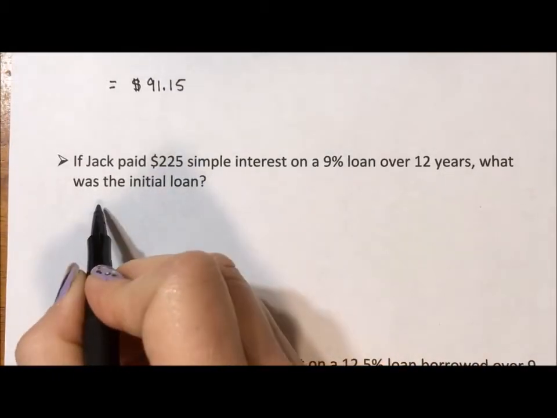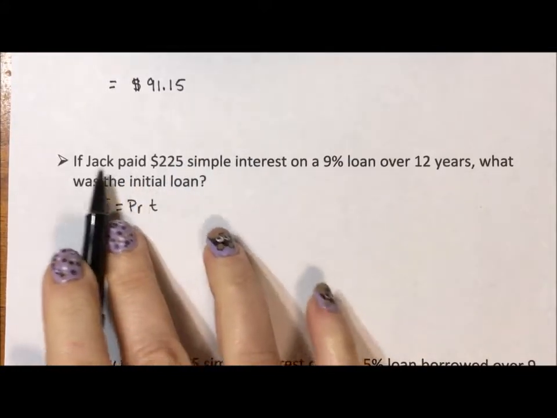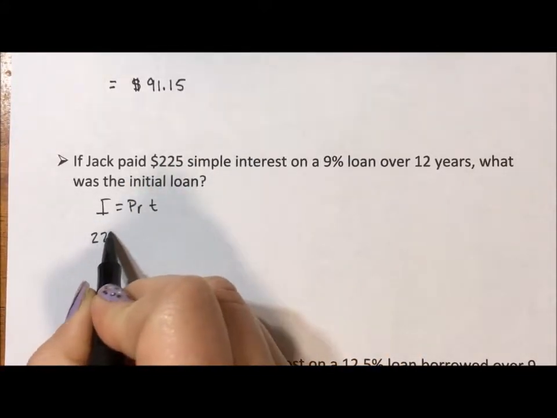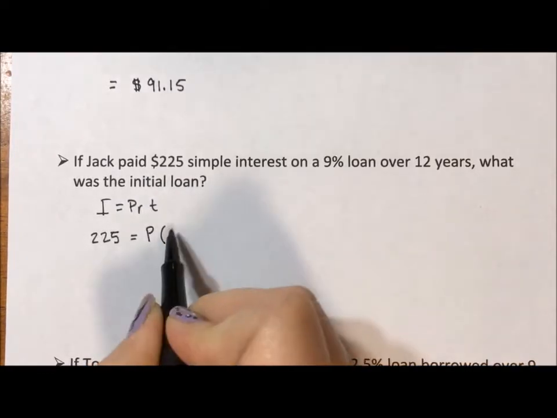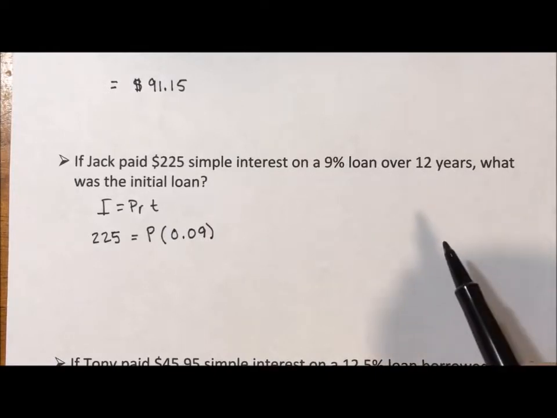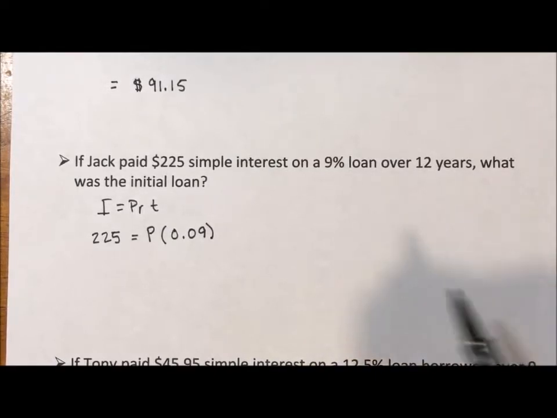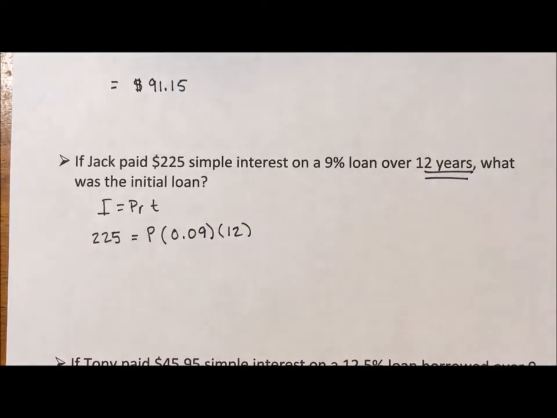So once again, I'm going to use interest equals principal times rate times time. So $225 interest. I don't know what the principal is. I know the rate is 9%. So 9 divided by 100 is 0.09. And this time, I can just leave the 12 as 12 because it's 12 years and our interest is annual. I can just go ahead and divide.